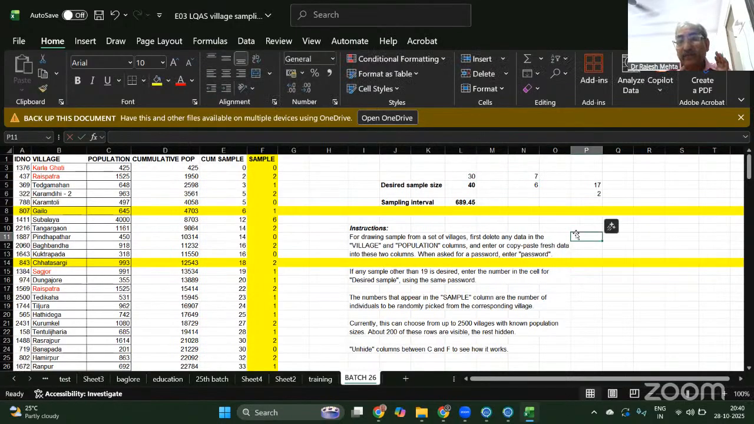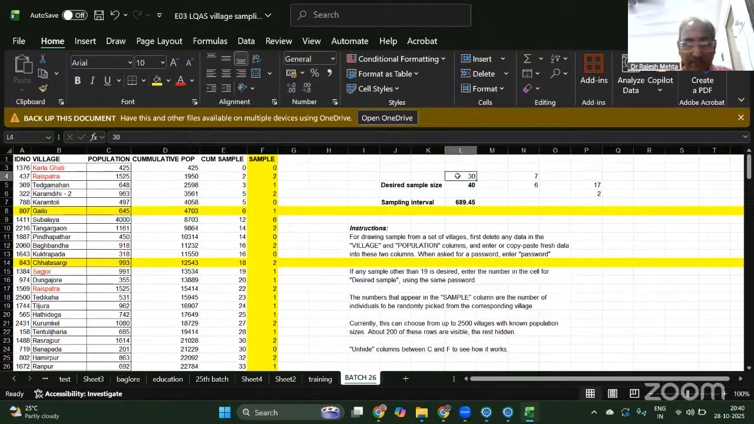I repeat, we are talking about the same formula for lot quality assessment as well as the cluster sampling technique. In lot quality assessment, we take an individual selection, while in cluster sampling, we select the whole cluster. So for both, the procedure is the same.